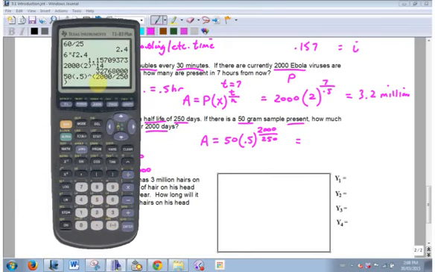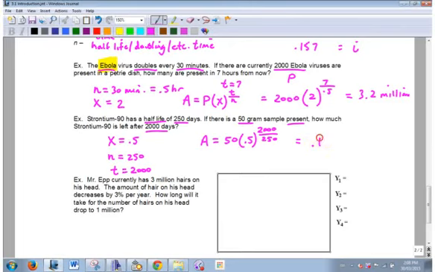Okay, notice all my brackets? Look reasonable? That says 0.195 grams. Okay, we better have less, right? Because it's halving.